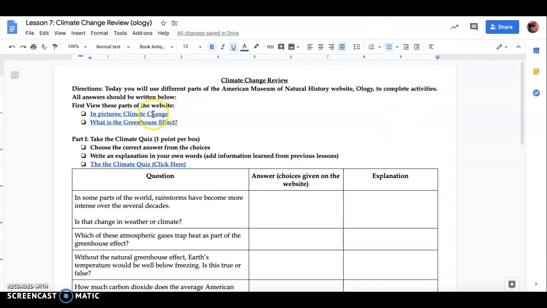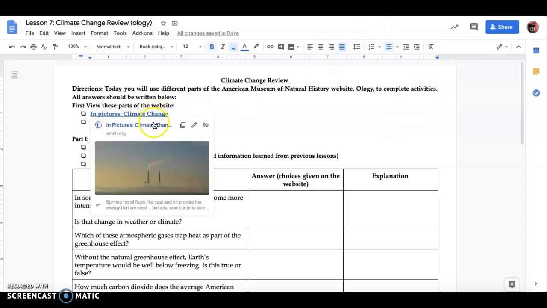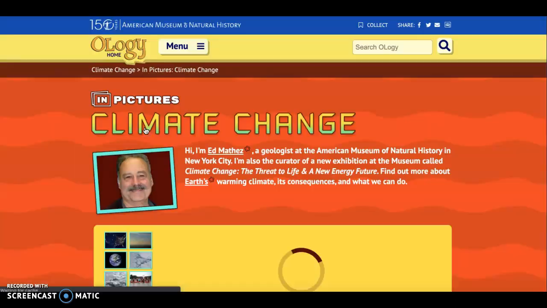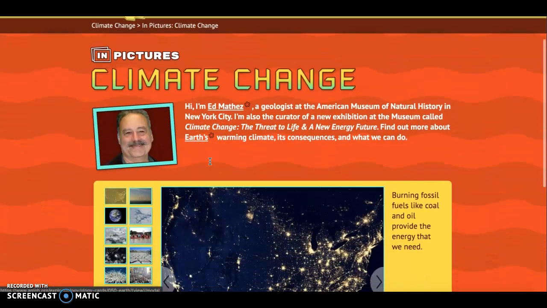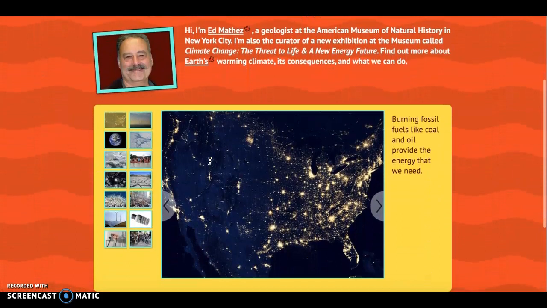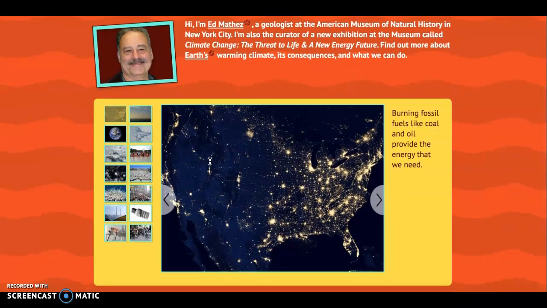So, for example, let's get started. I'm going to open the first website, In Pictures: Climate Change. I'm going to go through these pictures really quickly. The pictures are taken by a geologist who curates for the Museum of Natural History. Currently, he's a curator on the exhibit Climate Change: The Threat to Life and New Energy Future.